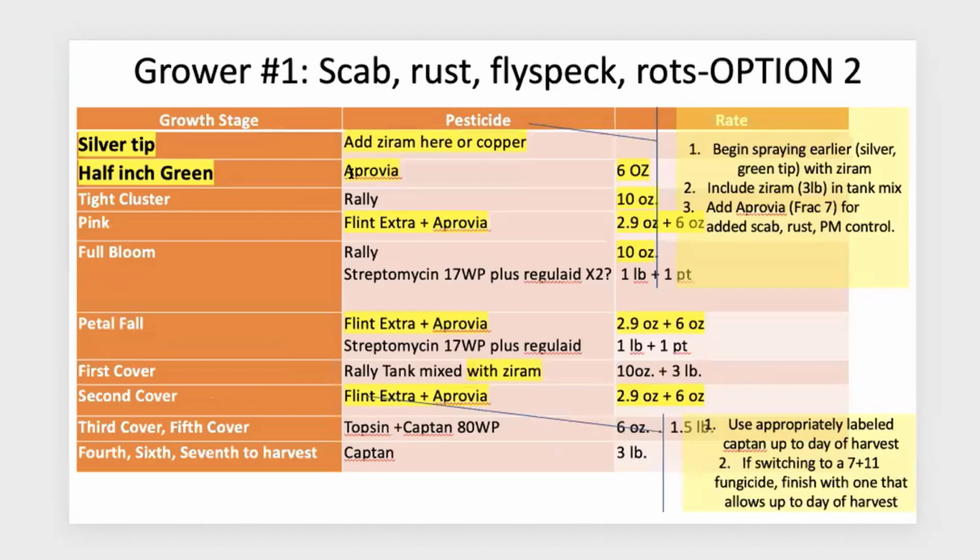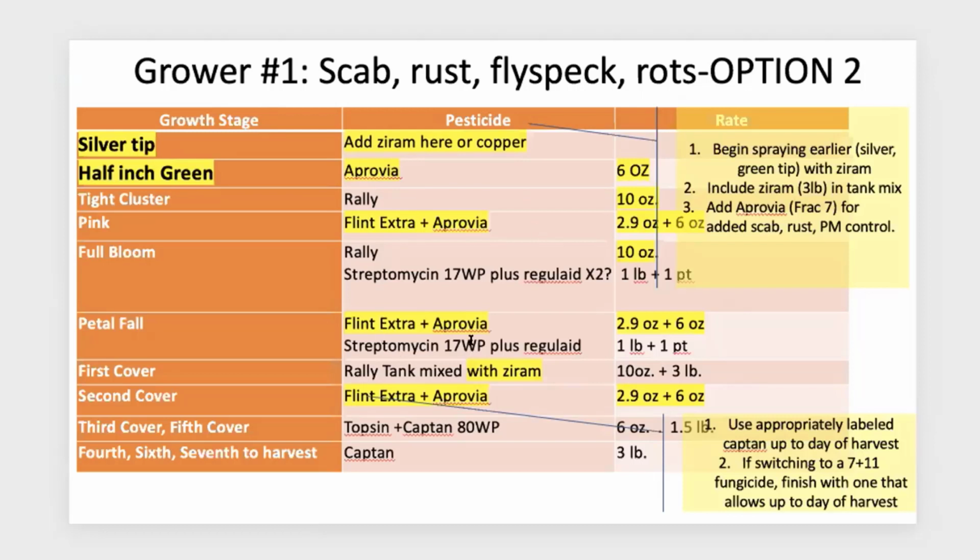Another option would be adding Xyram or copper, switching over to Aprovia. This is not a cheap fungicide, so what you can do is make your own 7-11 fungicide, and here's Flint Extra, which is the new formulation of Flint. You can mix Aprovia in, apply it early and then use it as a 7-11 later on. You need to be careful about the pre-harvest interval because it's 30 days, but by second cover, you'll have plenty of time. Here we've also included some Topsin, just because of fly speck being an issue.